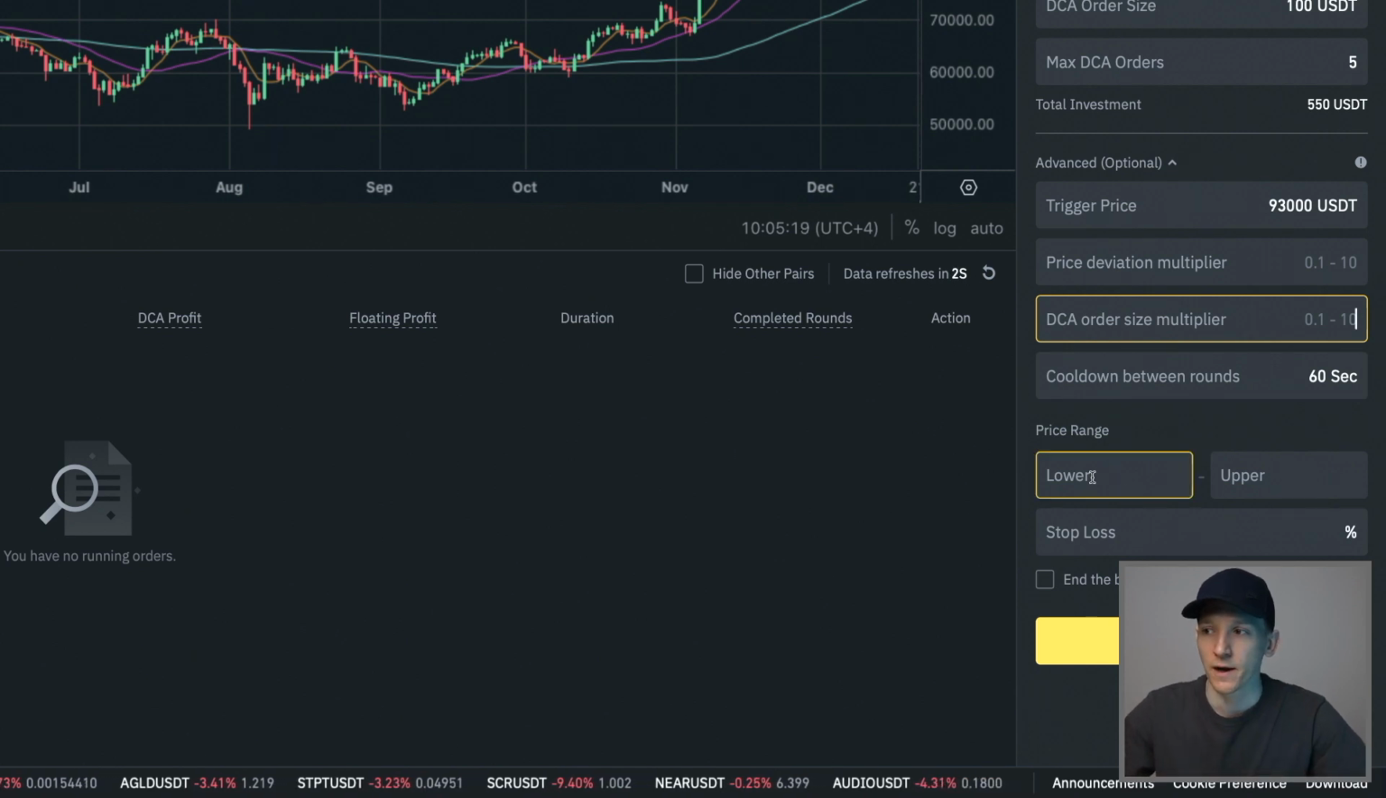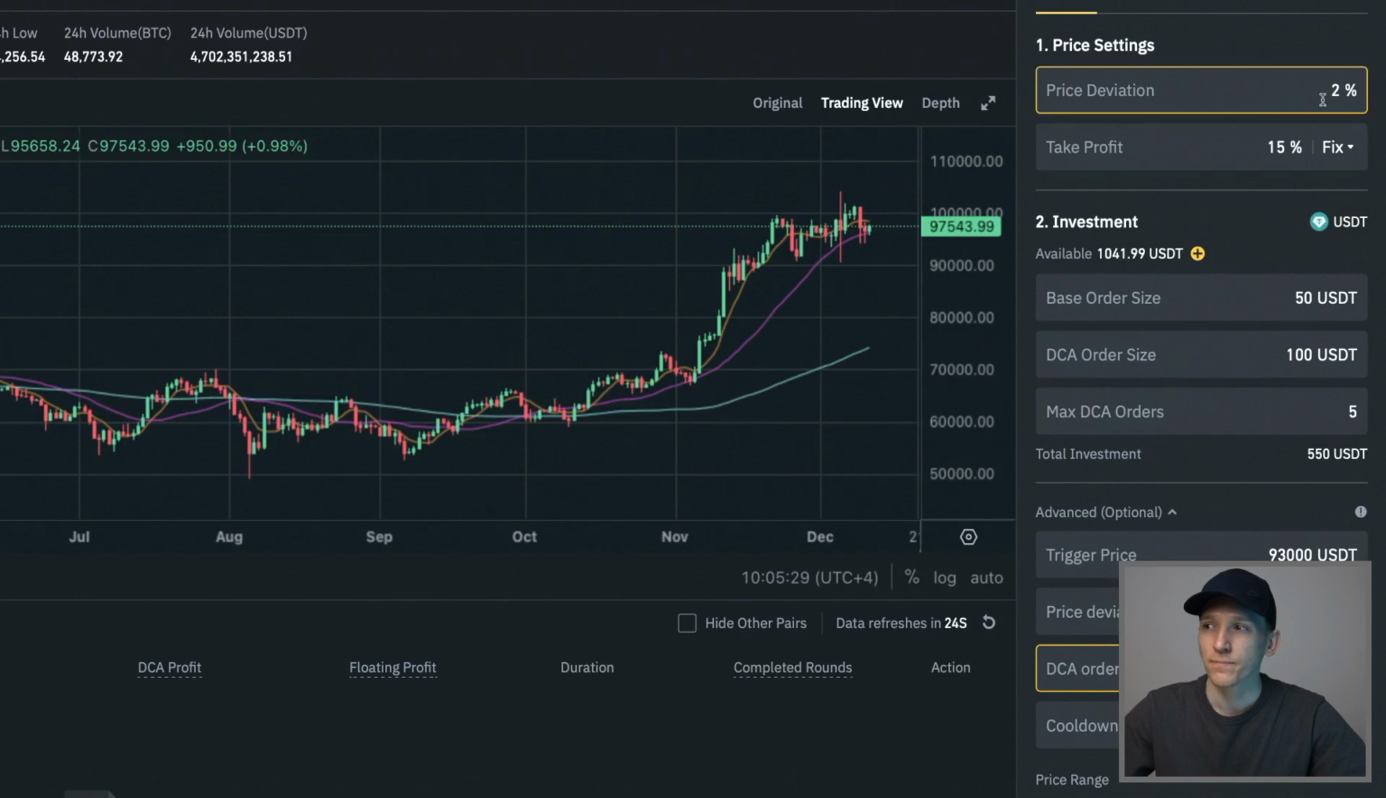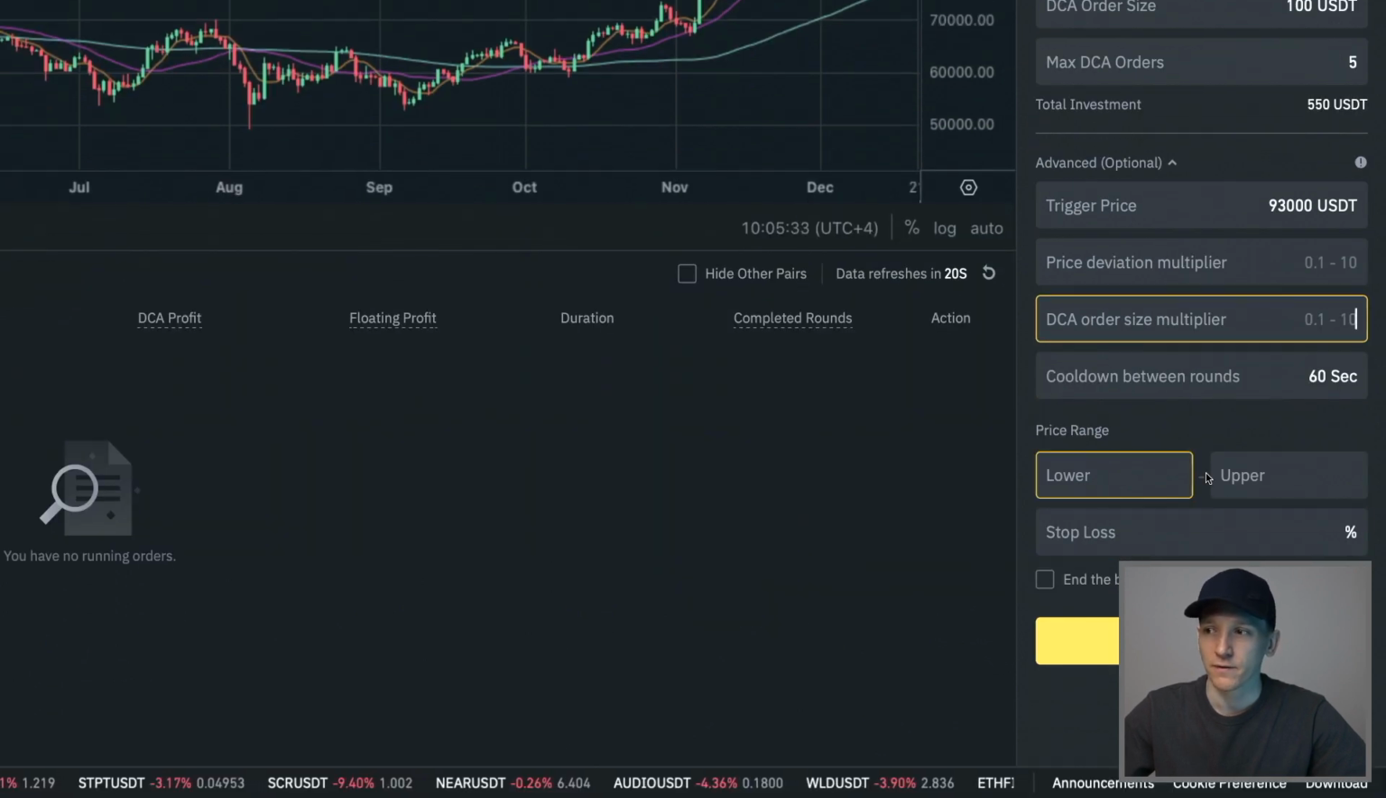And then the price range right here is just lower and upper bound for what you're trading. So this is kind of irrelevant, because if you're putting these orders in, then you know exactly the prices that you're trading at anyway, right? And so you don't really need that lower and upper bound right here, right? Because you know the percentages that you're trading at.